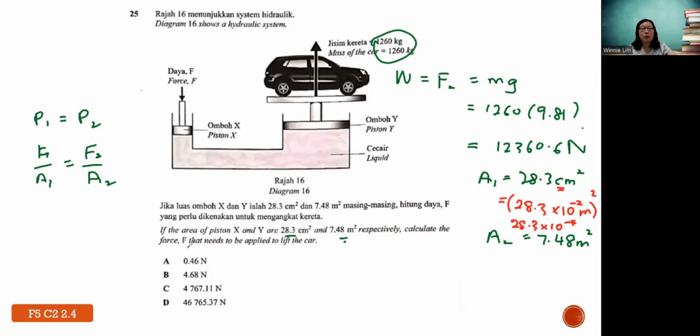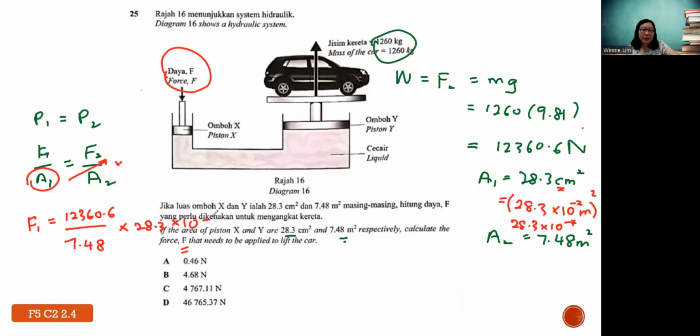So for this question, they want you to find F1. F1 is unknown. Then your F2 is 12360.6 over A2, which is 7.48. Then I move this up, that means multiply with this 28.3 times 10 to the power of negative 4. Then the end result, you will get the answer F1 equals 4.68. Did you get that?